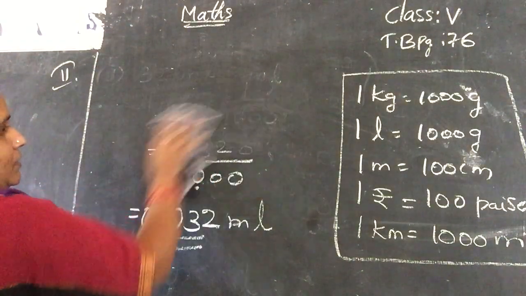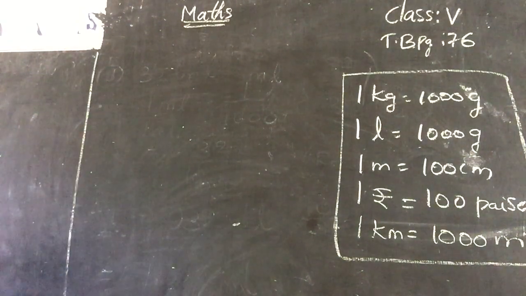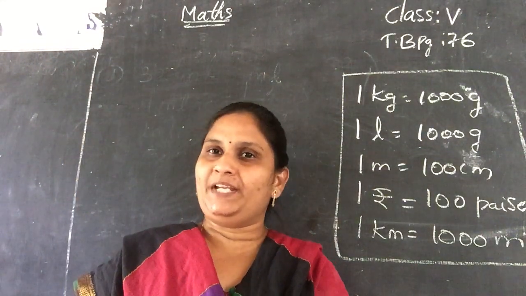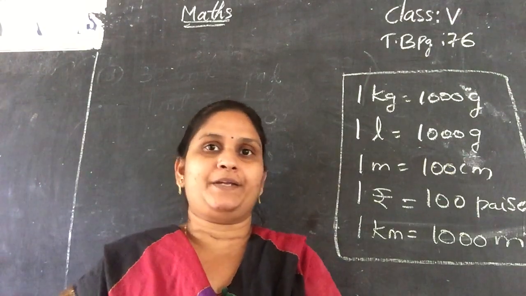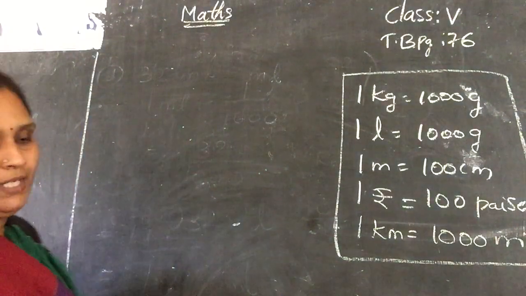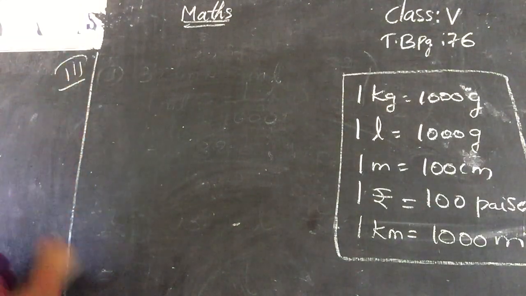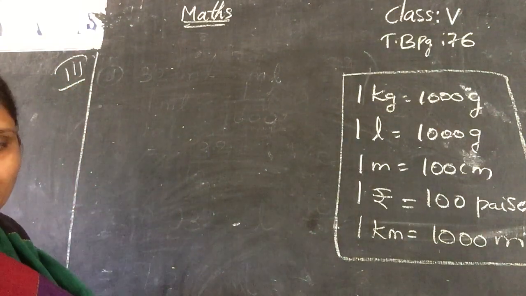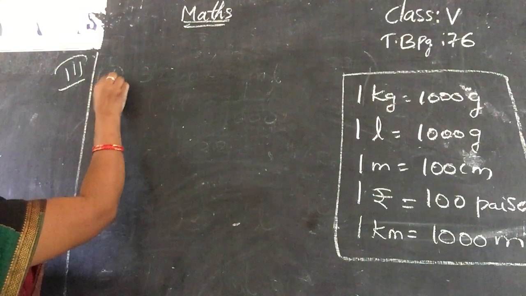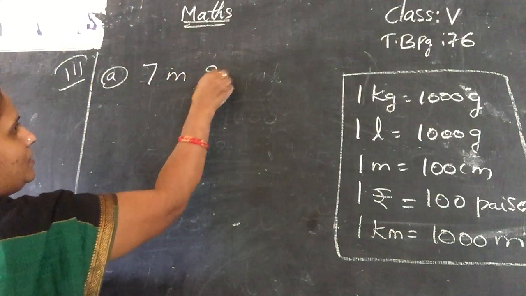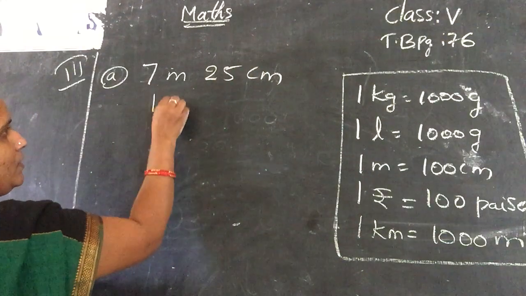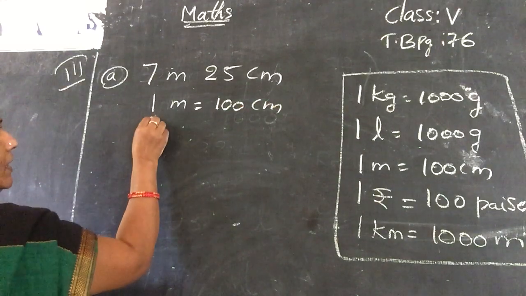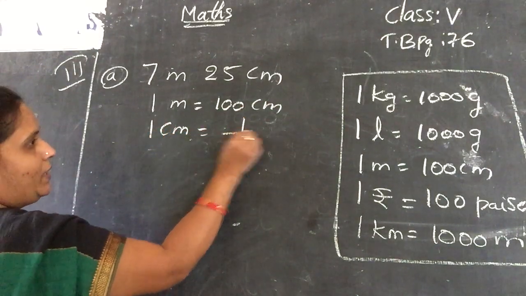Now coming to the Roman number 3. Now this is different. Up to now we did 1 by 1000, isn't it? 1 by 1000 grams, 1 by 1000 milliliters. Now it is related to the hundreds. Be careful. In Roman number 3, we have to convert the meters into centimeters. The first one will be 7 meters 25 centimeters. Write 1 meter is equal to 100 centimeters. 1 centimeter is equal to 1 by 100.